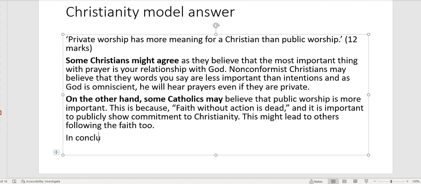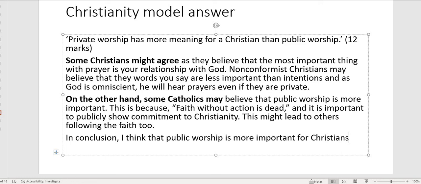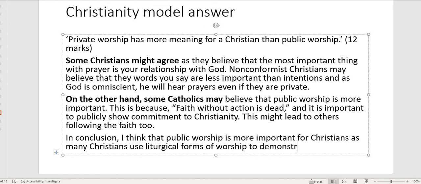In conclusion, I think, first person for the first time, I think that public worship is more important for Christians, as many Christians use liturgical forms of worship to demonstrate their beliefs. Boom. Okay. There we go, folks. That's exactly what you need.